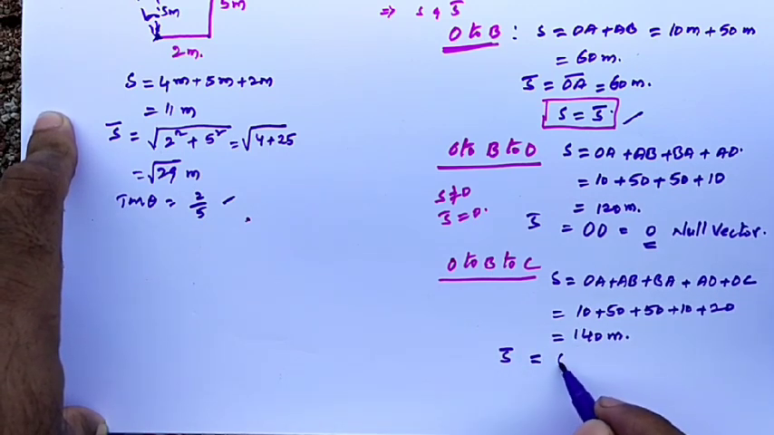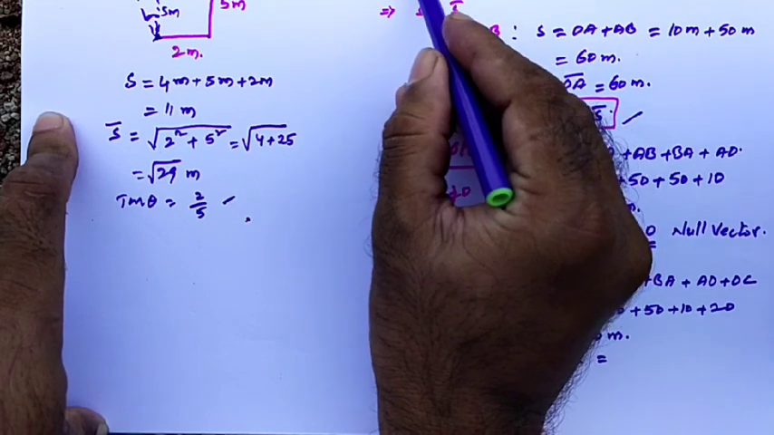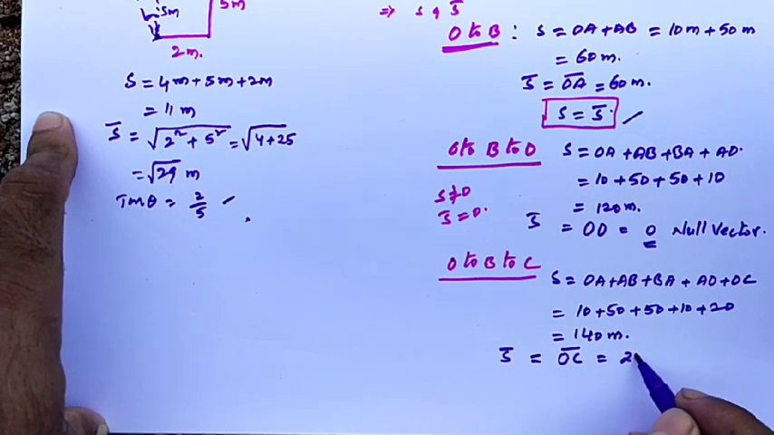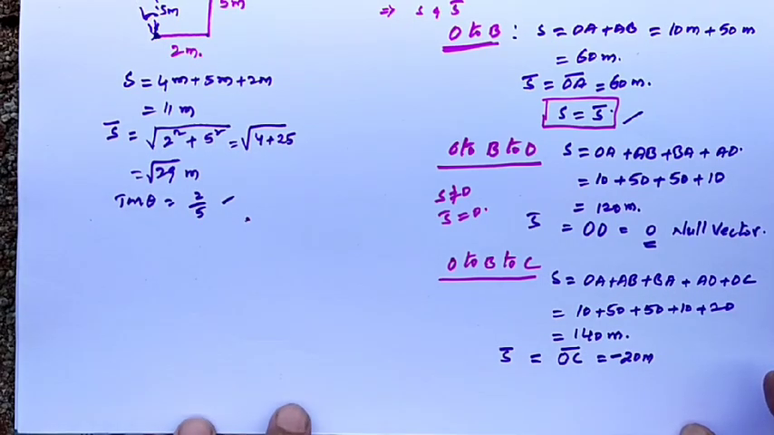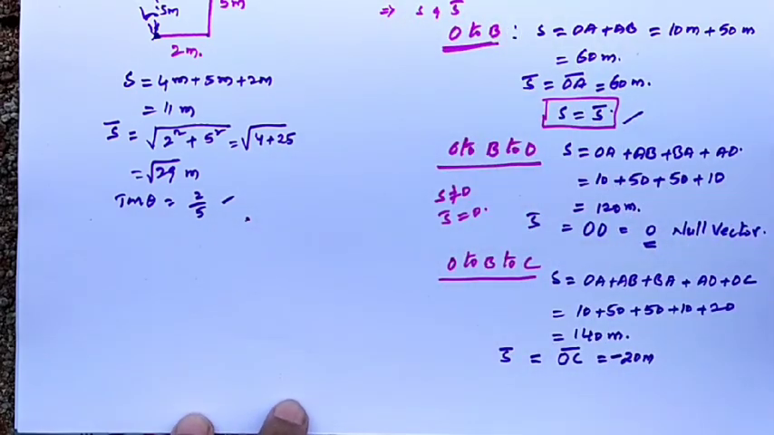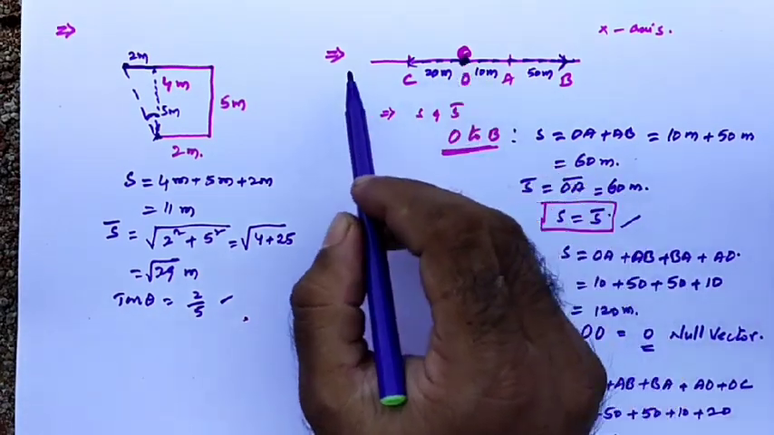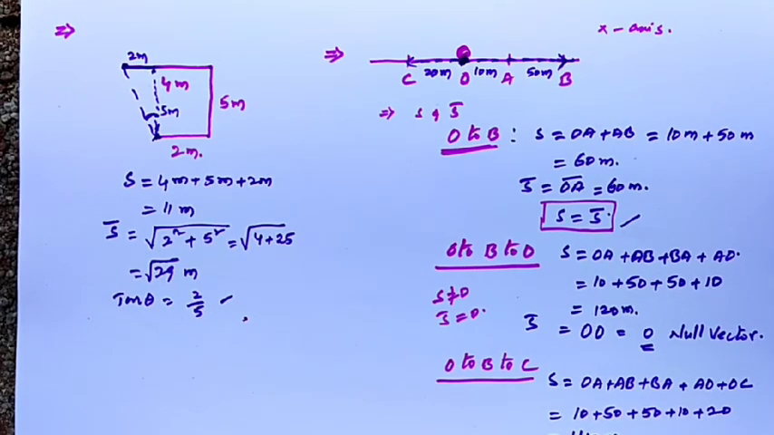Now coming to displacement. Which is the initial point? O. Which is the final point? C. If you draw a straight line, this is the displacement vector. What is the length of that displacement vector? 20 meters. But it is minus. Why is it minus? See, the body crosses the initial point, means it has crossed the starting point and moves in the backward direction. So this is why the displacement is minus 20 meters.